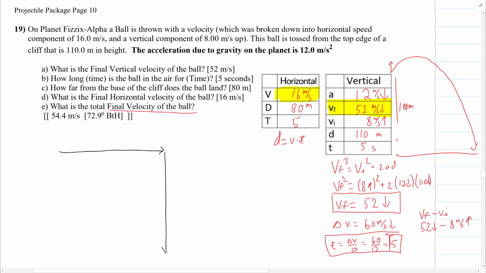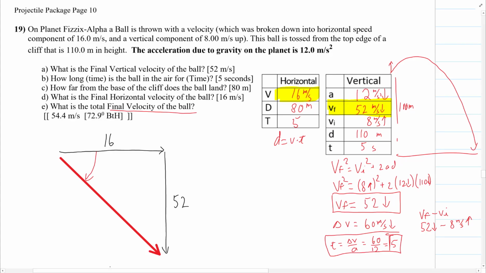And then it's down. This is 52, and this is 16. Not drawn to scale, obviously, because this is 4 times bigger than that. And what we're trying to find is this hypotenuse. And to label that hypotenuse, we want to label it from the horizontal one. Whoops. Okay, that's just the video ending up. That's what was happening there as I was posting it.